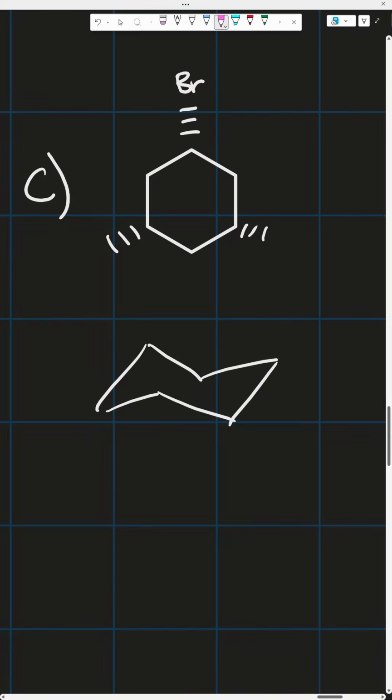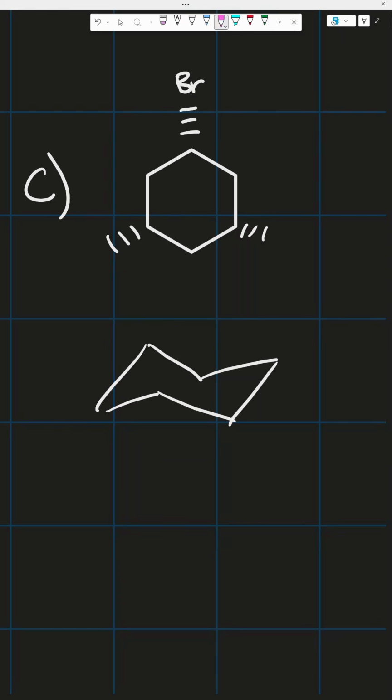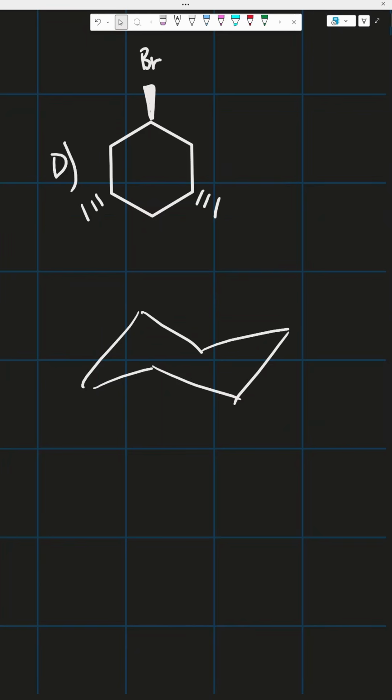In C, we have a dash bromine, so we can draw it down in equatorial. Labeling the carbons, we have methyl down in equatorial at both carbons 3 and 5, giving us a total of 3 equatorial substituents. Finally, in D, we have a wedged bromine, so we can draw it up in equatorial at this carbon. After we label the carbons, we can add the methyl groups down, but in an axial position at carbons 3 and 5. Therefore, we only have 1 equatorial substituent in D.